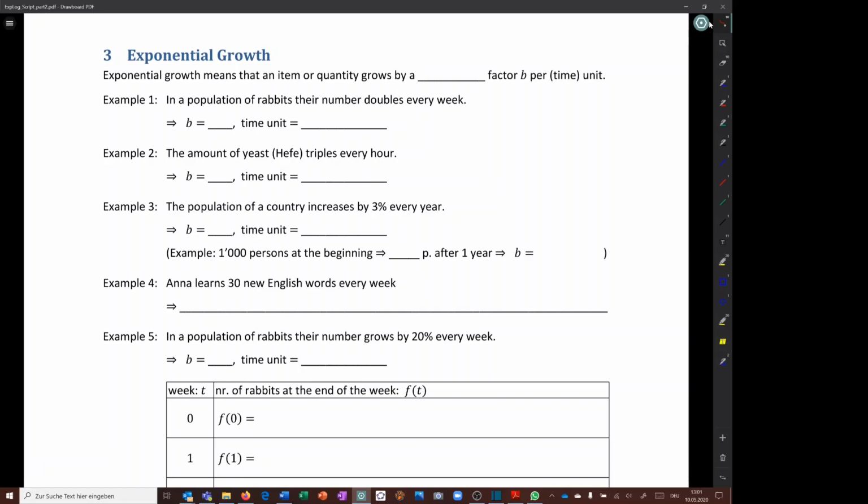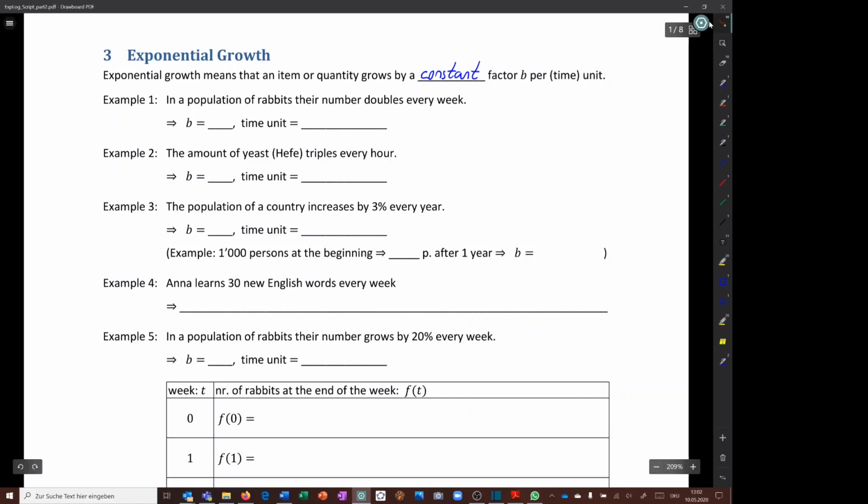In this chapter, we're going to look at exponential growth. Exponential growth means that an item or quantity grows by a constant factor b per unit. And typically this per unit is a time unit. Let's look immediately at some examples.